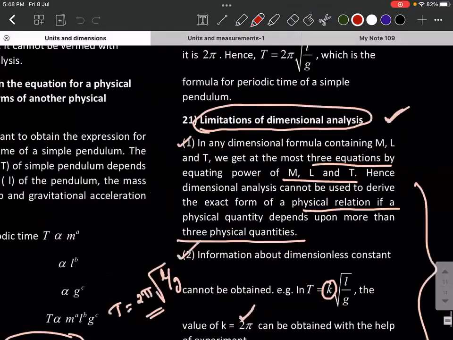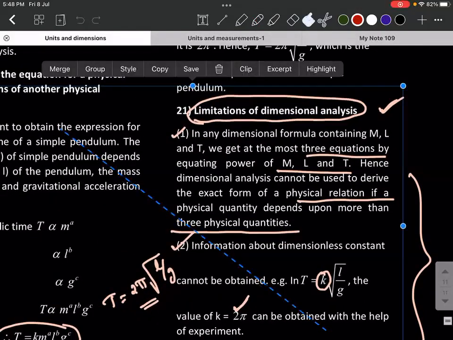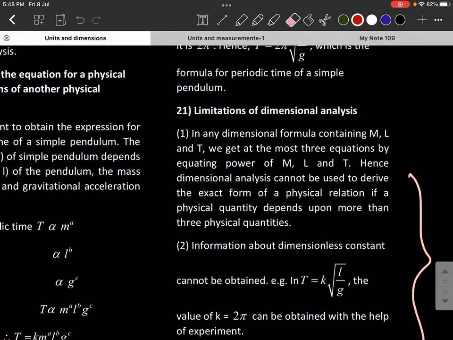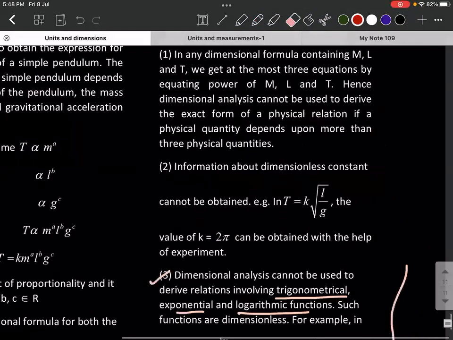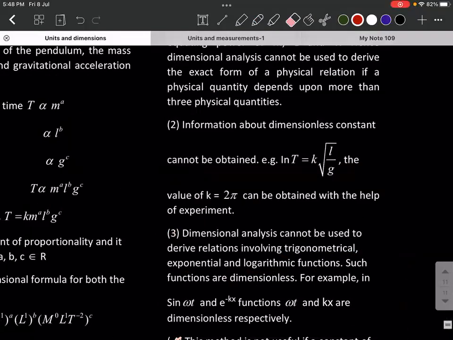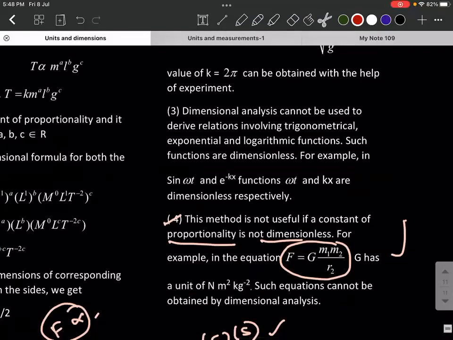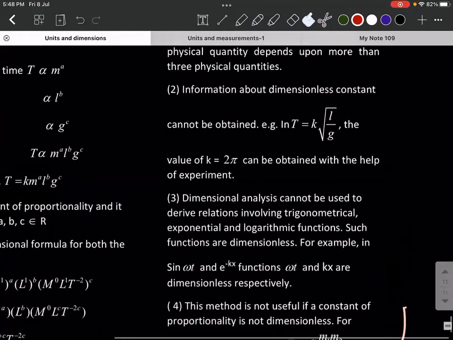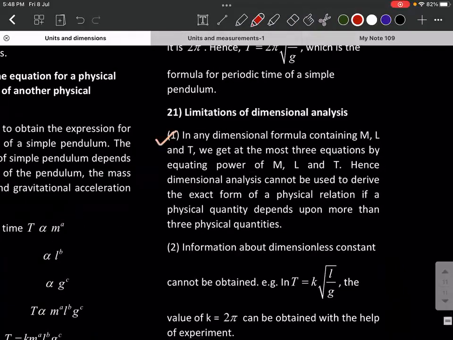So listen, the limitations in dimensional analysis are: in any dimensional formula containing M, L, and T, we get at most three equations by equating the powers of M, L, and T. Hence, dimensional analysis cannot be used to derive the exact form of a physical relation if a physical quantity depends upon more than three physical quantities.